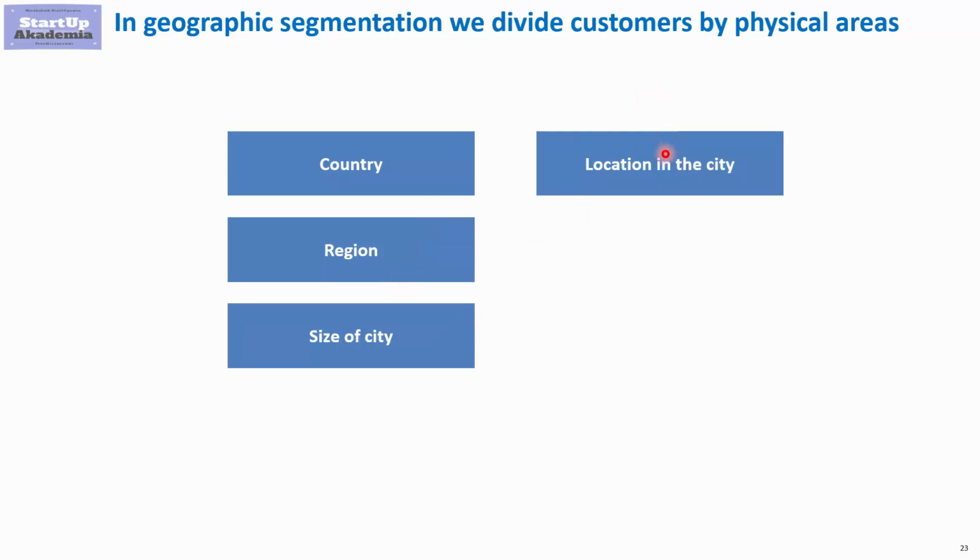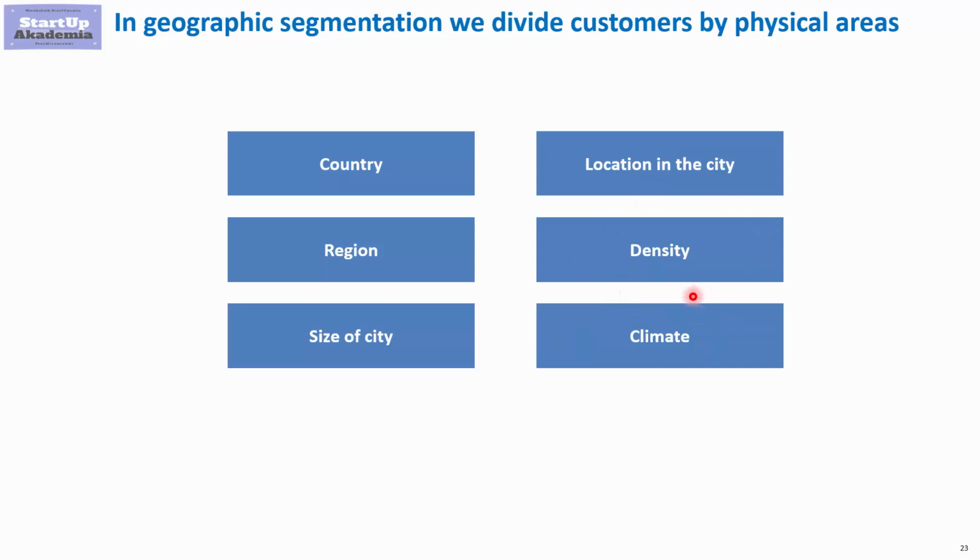So I might decide that people in the suburbs and the city center behave differently. I can also look at the density of the population or the climate. Obviously, in the last case, I would assume that people within the same climate make roughly the same choices or need the same products. So you can see I base the segmentation on very broad categories, and we assume obviously that people within a specific location are not moving too much between the physical regions.